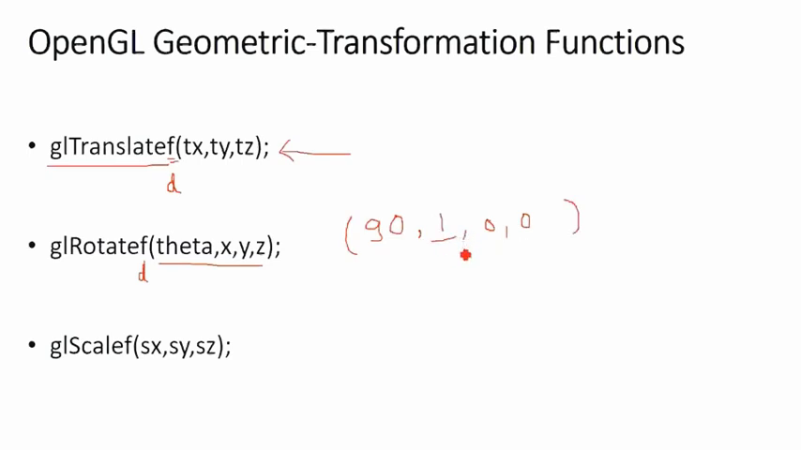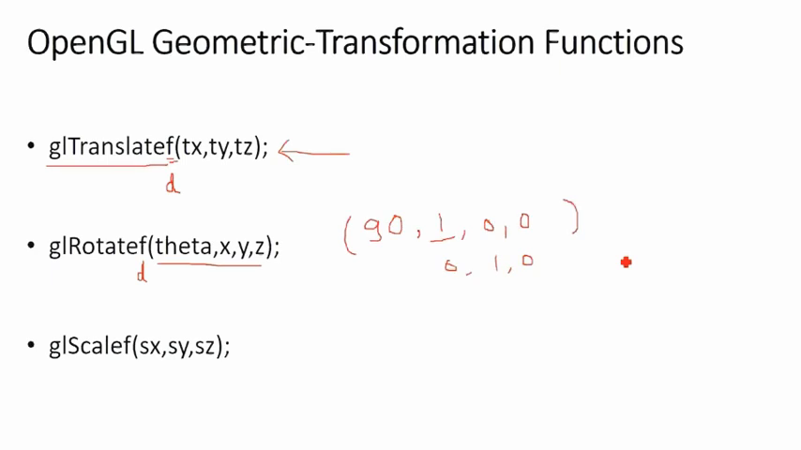If instead I write 90, 0, 1, 0, then this would rotate the object around the y-axis. Similarly, 0, 0, 1 rotates the object around the z-axis. If I have 1, 1, 1, then it rotates the object around the x-axis and then around the y-axis and then around the z-axis by 90 degrees each.